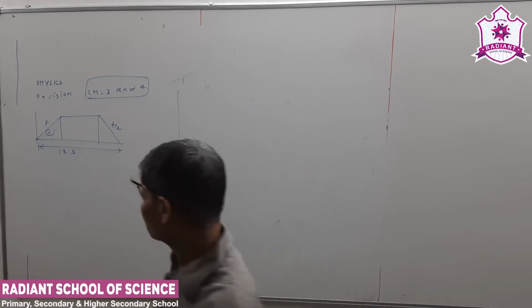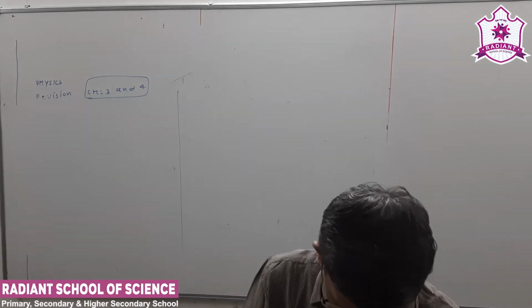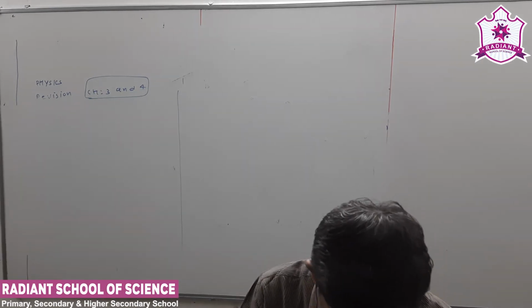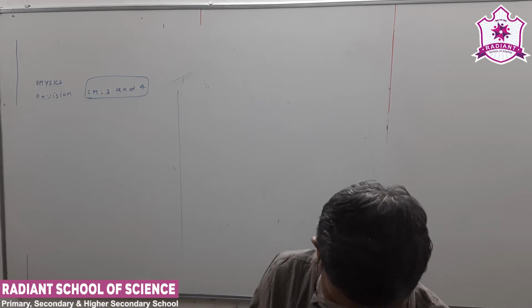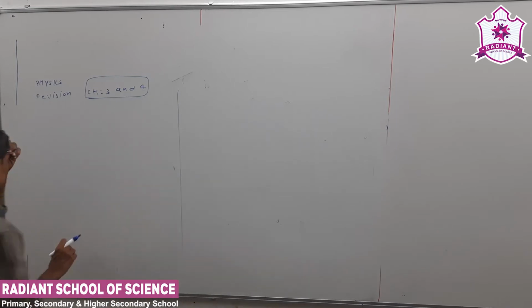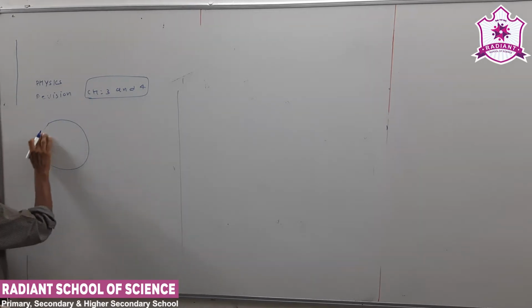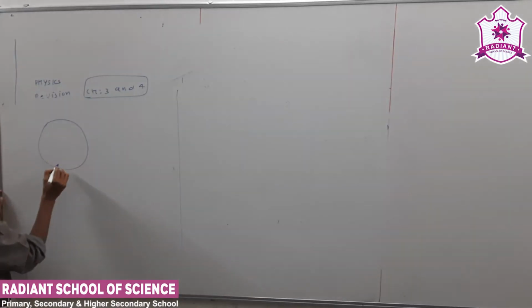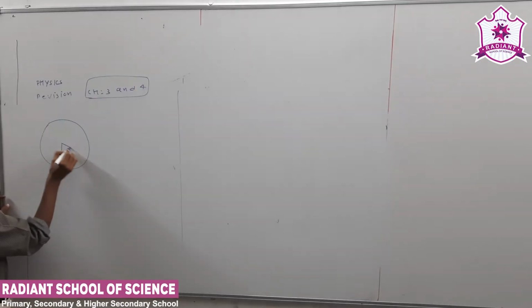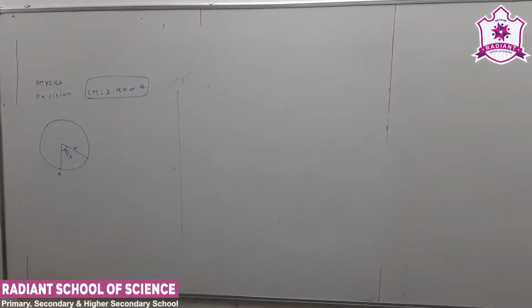Now we take some more questions. This is related to one-dimensional motion. Now the particle moves on a circular path, starting from A. This is a pi by 3 angle. Radius is r.